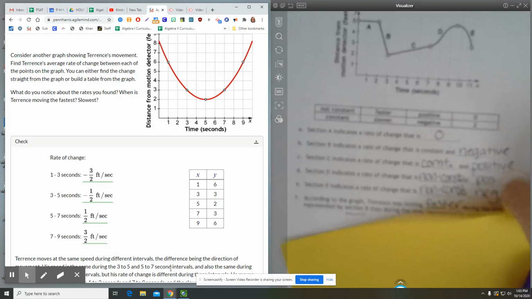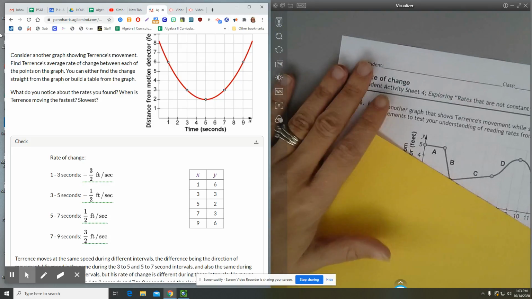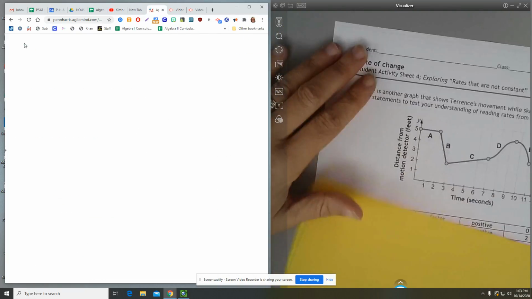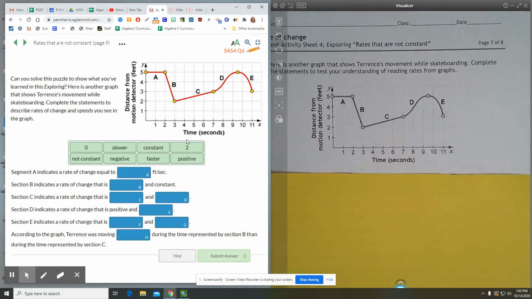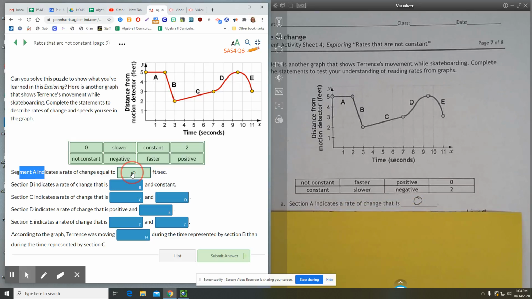On to question 6. Let's go to question 6 here. Again, we got this graph. We talked about previously that when it's not going up or down, that means they're standing still. We're going negative, positive, and a positive, negative. We're talking about constant rates and non-constant rates. So it says segment A. So I'm looking up here at A. Indicates a rate of change equal to what? Well, I'm neither increasing or decreasing my distance, which means it's 0.